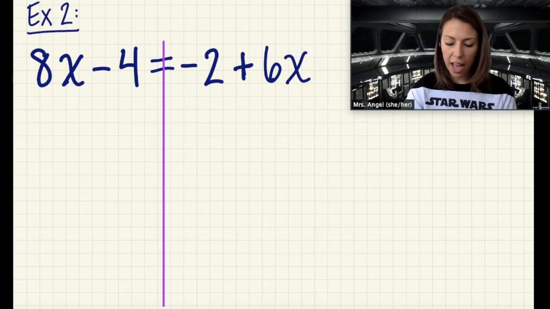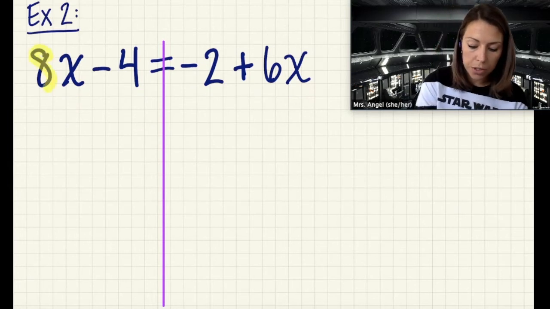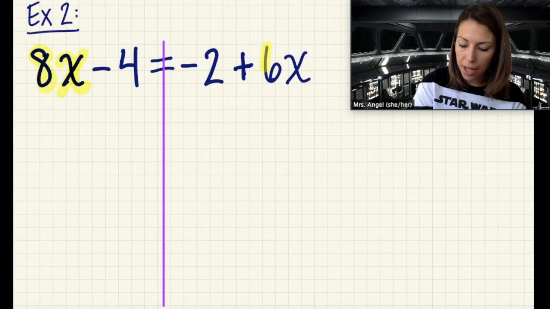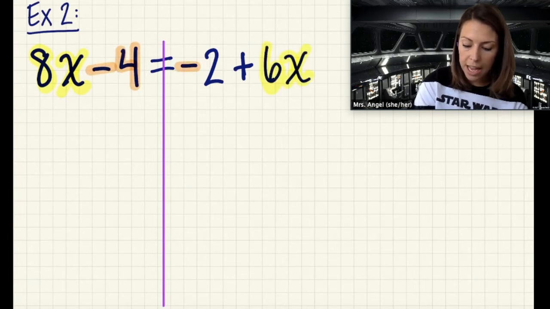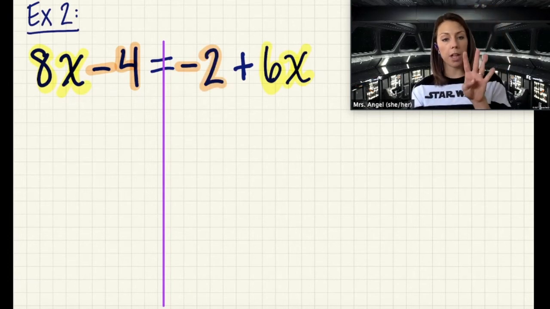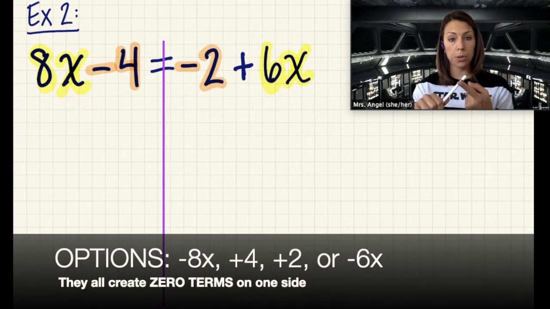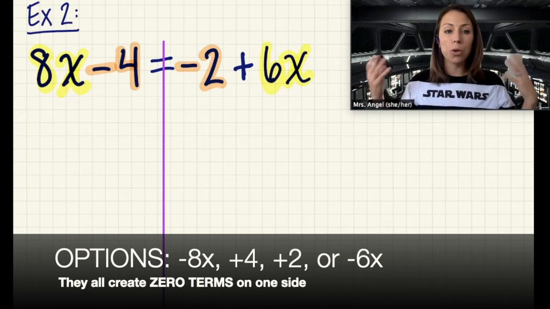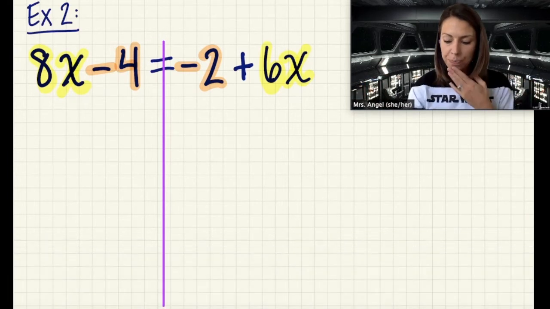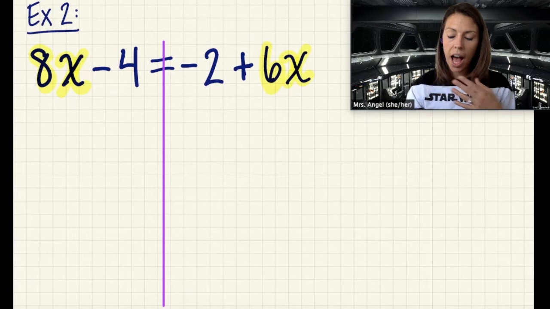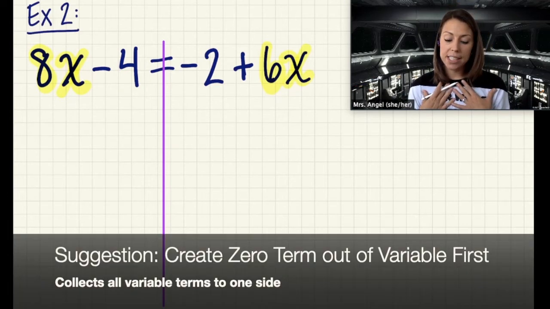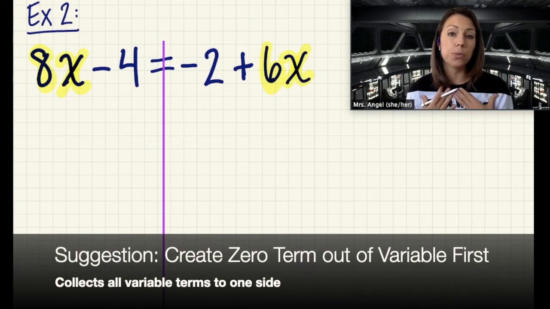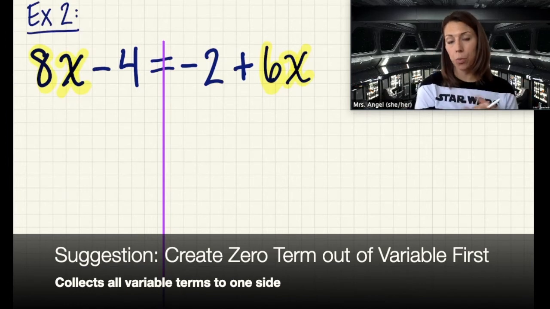If you notice, we have a combination here of variable terms, 8x and a positive 6x, and integer terms of a negative 4 and a negative 2. So you have 4 possible options. You could subtract 8x from both sides, add 4 to both sides, add 2 to both sides, or subtract 6x from both sides, because all of those would create zero terms out of one of these. Now, personally, I prefer to create a zero term out of the variable first, because what that does is it collects all of your variables to one side.